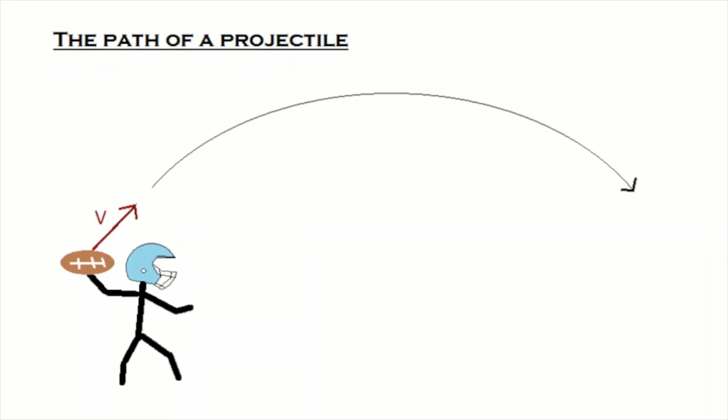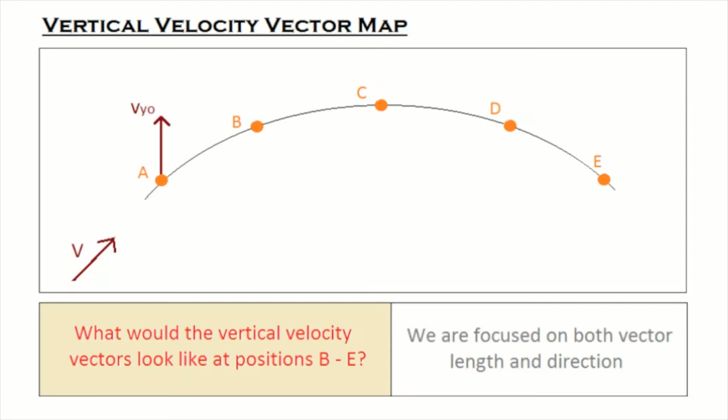Once we identify what a projectile is, we can look at the path of it. We'll stick with that football being thrown by a quarterback. It's thrown up and to the right with an initial velocity vector. It's going to be moving in this parabolic shape. You'll be looking for that when you study projectiles.